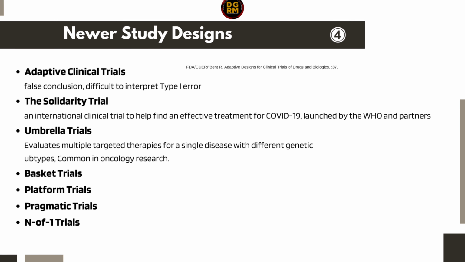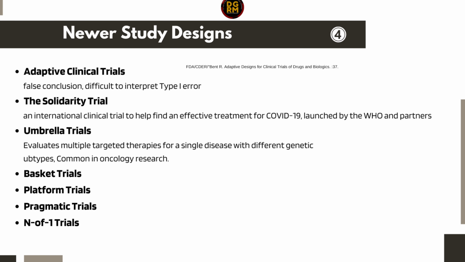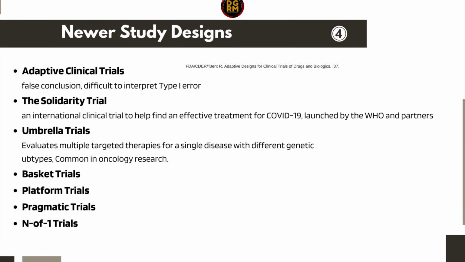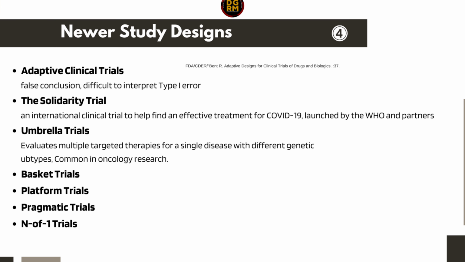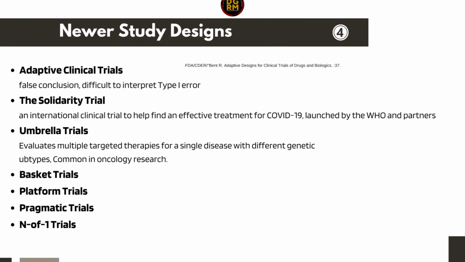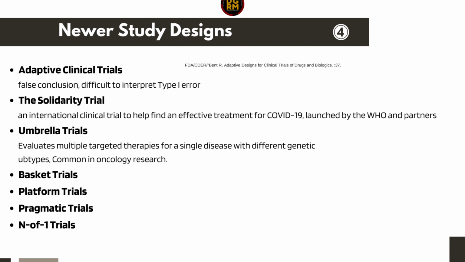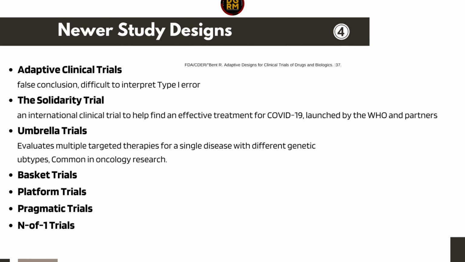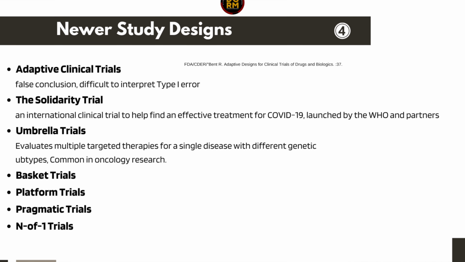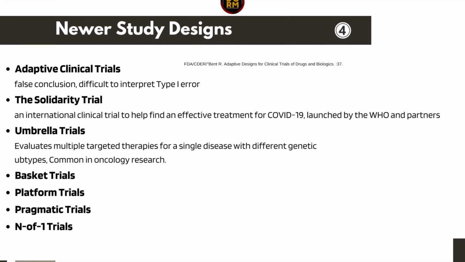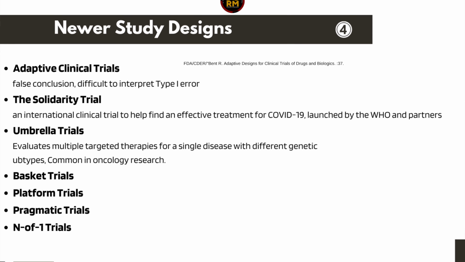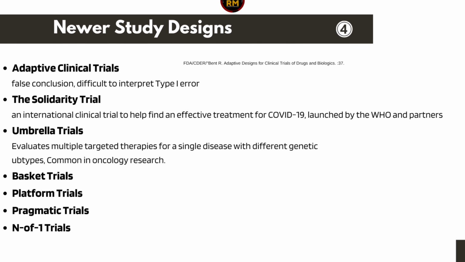The Solidarity International Clinical Trial, launched by WHO, is to help find an effective treatment for COVID-19. It compares four treatment options against one standard of care to assess relative effectiveness against COVID-19. It is done in multiple countries to improve survival rates. Other drugs can also be added on the basis of emerging evidence. The pragmatic trials we have already discussed in our earlier session.